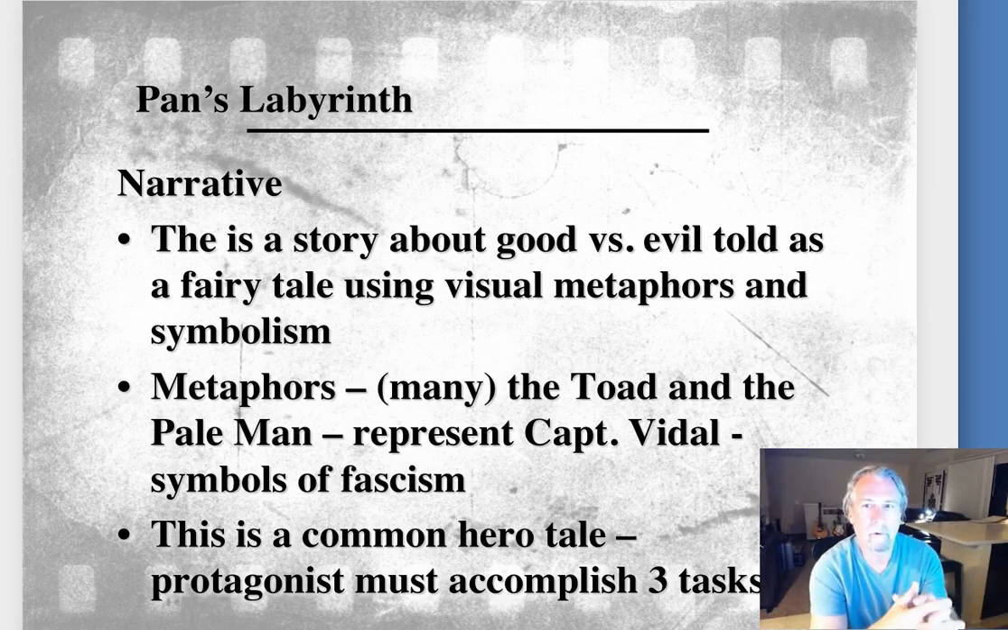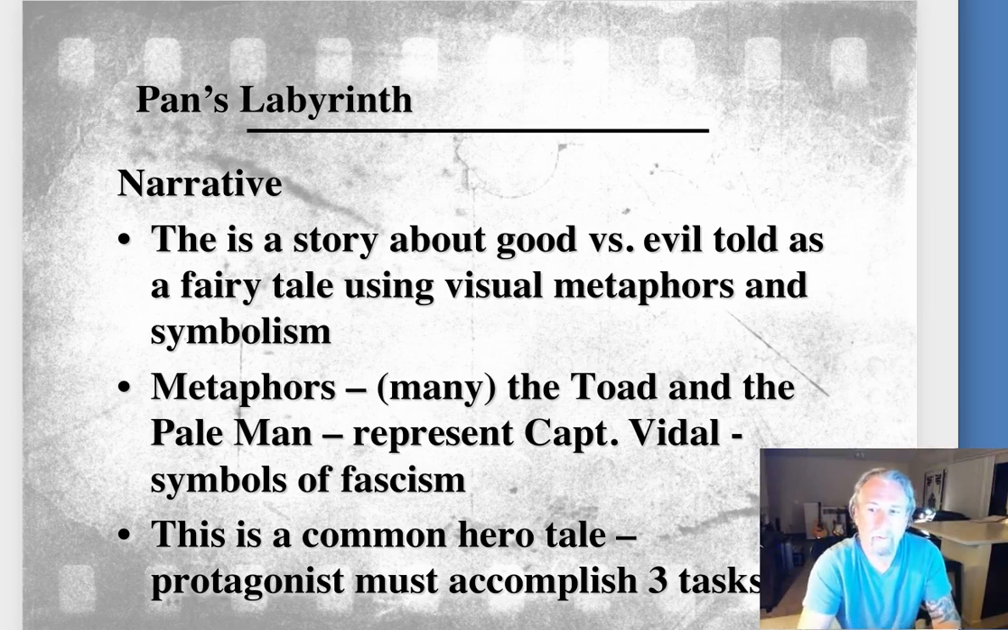This allows Del Toro to tell the story through the use of symbolism and visual metaphors, and there are a ton of them throughout here. And layers of them. For example, the toad and the pale man represent the captain, the protagonist's evil father. But then he, in turn, really represents Franco and the fascists. So there's multiple levels to this storytelling. It's the very same theme as One Flew Over the Cuckoo's Nest, but presented in a very, very different type of storytelling.